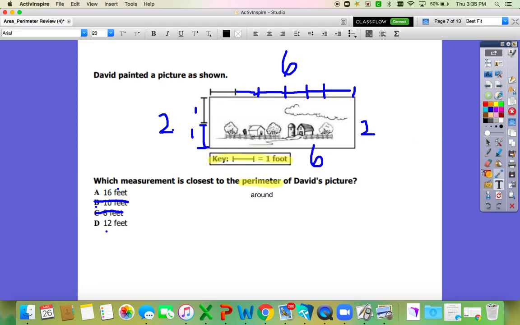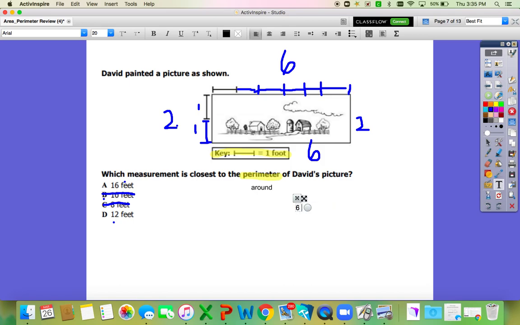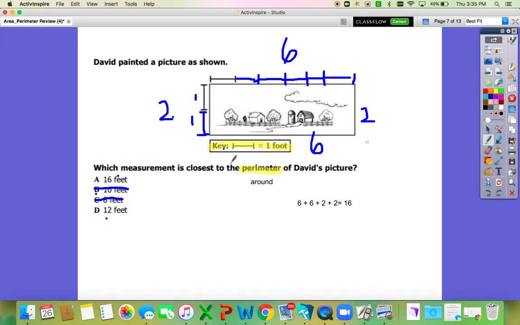Let me write out my equation and see if it would be correct. 6 plus 6 plus 2 plus 2. 6 plus 6 is 12, plus 2 is 14, plus 2 is 16. Ooh, do I have 16 as our answer? I do. That would be the best answer choice.